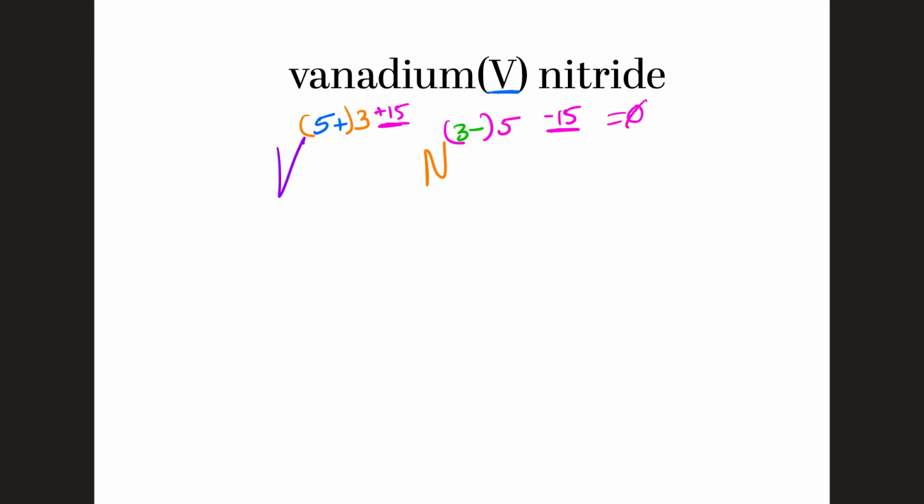So now we take our 3. That's going to then be our subscript for vanadium. We now take our 5. That's going to be our subscript for nitrogen. So our formula is V3N5 for vanadium 5 nitride.